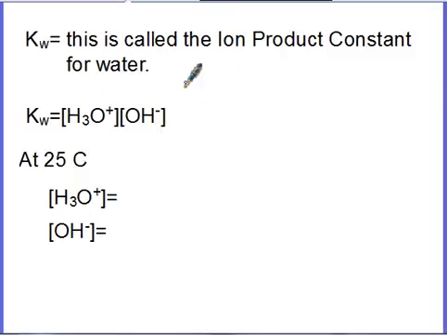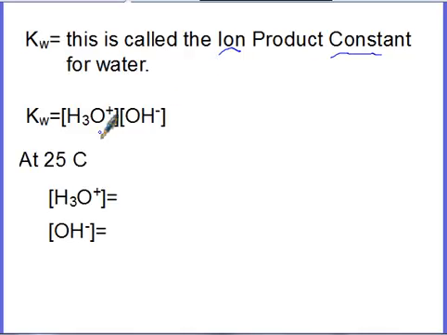There's a value called Kw. Kw is called the ion product constant for water. Ion product tells us that we're dealing with ions that are the products, and this is a constant value for water. Acids and bases also have Kas and Kbs to find out how much they break into their ions, but any time you see a Kw, you know you're dealing with water. The W helps signify that we are dealing with water here. And here's the equation that we have.